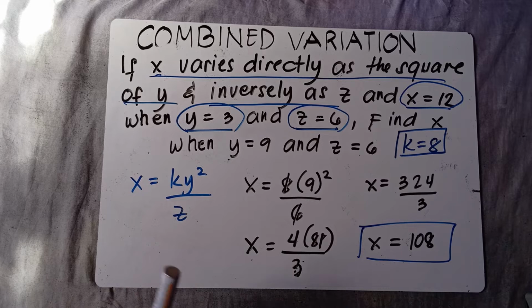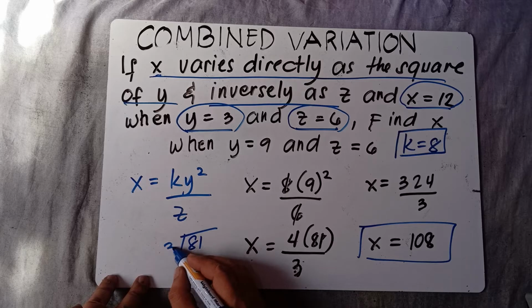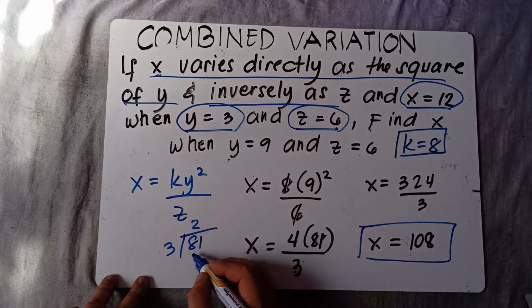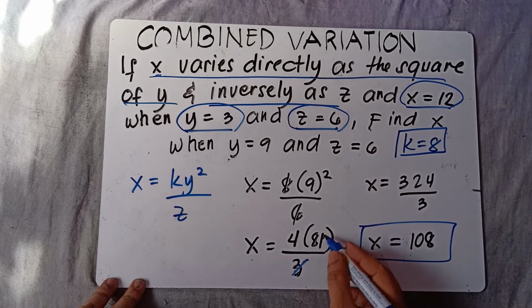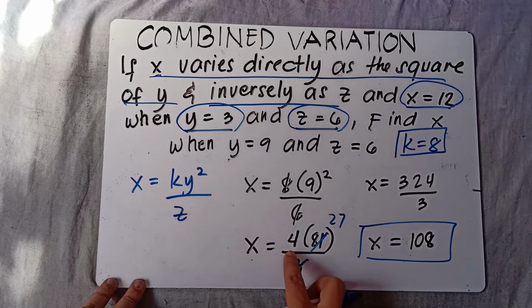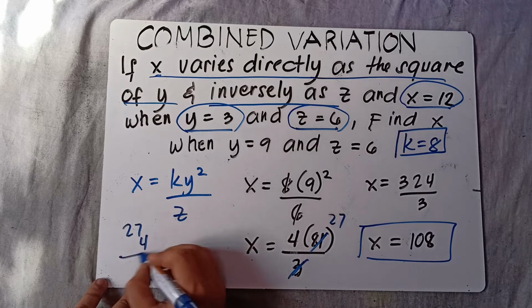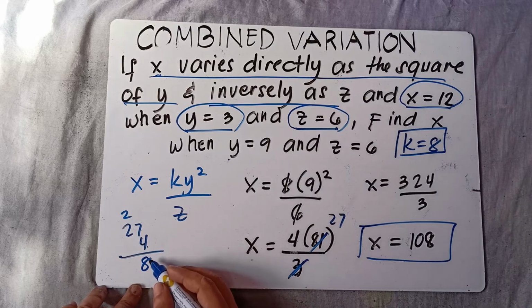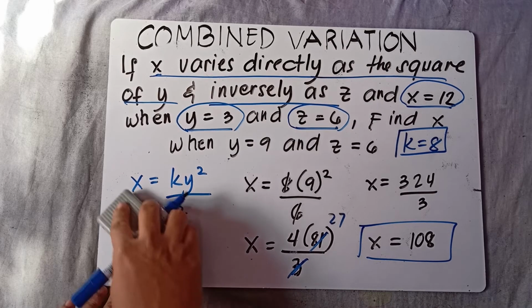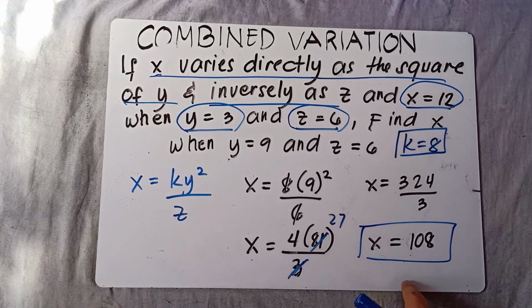So you can also divide 81 and 3, class. You can divide 81 by 3, and this will be 27. And cancel the 3. So you will just multiply 4 and 27. 4 times 27, same answer, 108. 4 times 7 is 28, carry 2. 4 times 2 is 8, plus 2 is 10. So 108. It depends on you, because in math there are so many ways you can solve the equation. So our answer for x is 108.